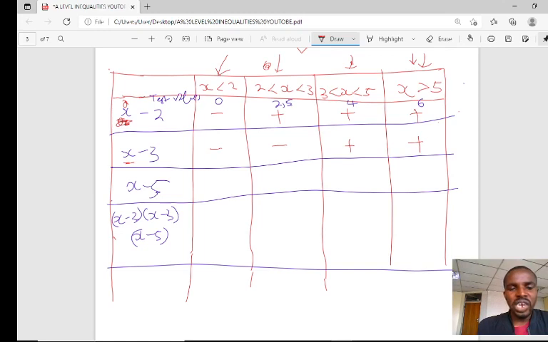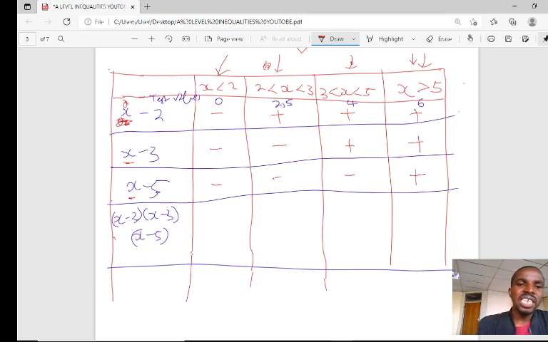Then move to the third row. x minus 5. Right, first you put 0 where there is x. It will be 0 minus 5. It will be minus 5. So the answer will be negative. Then next, you put 2.5. 2.5 minus 5 is minus 2.5. It's negative. Then you take 4. 4 minus 5 is minus 1. It's negative. Then you take 6. 6 minus 5 it's plus 1. It's positive.